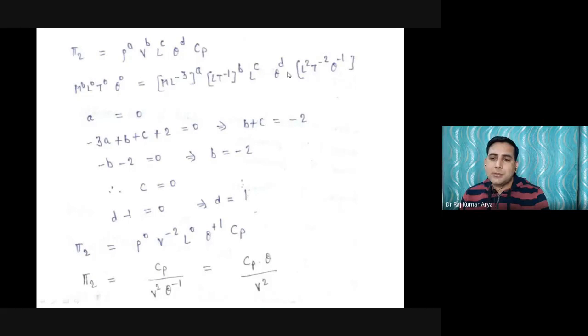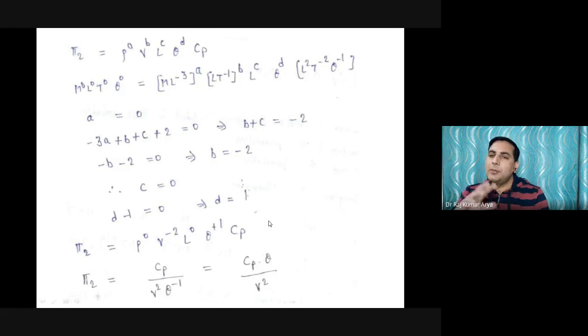Yes, sir. So now I will do the same balance here. Again I will calculate what my powers of A, B, C, D would be. By balancing these powers, again I will get constant A, constant B, constant C, constant D. I got another dimensionless group here, that pi 2 is Cp theta upon B square. That is my other dimensionless group.